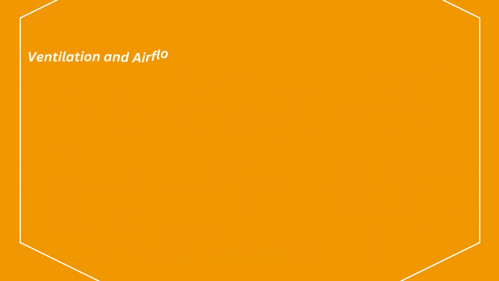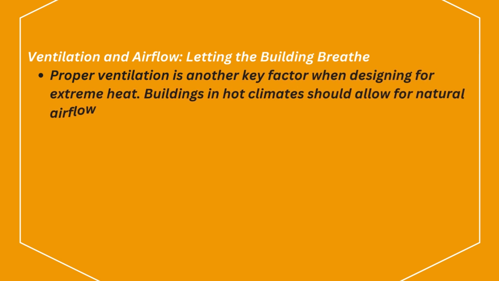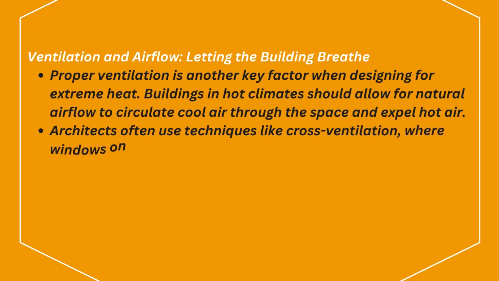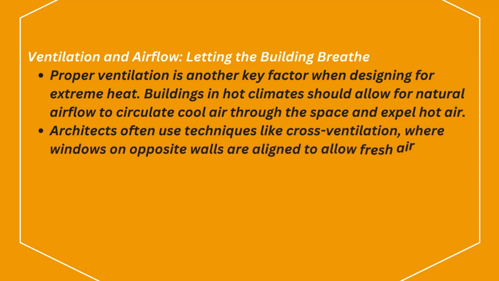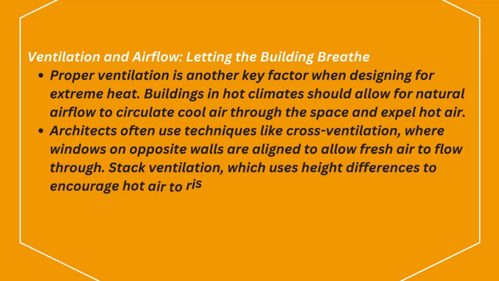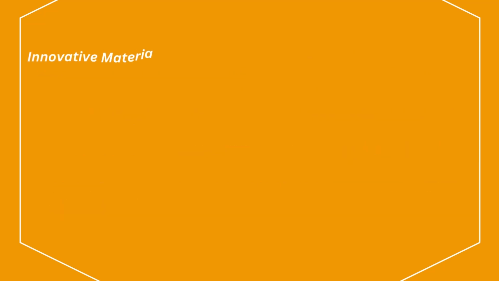Ventilation and airflow. Letting the building breathe. Proper ventilation is another key factor when designing for extreme heat. Buildings in hot climates should allow for natural airflow to circulate cool air through the space and expel hot air. Architects often use techniques like cross-ventilation, where windows on opposite walls are aligned to allow fresh air to flow through. Stack ventilation, which uses height differences to encourage hot air to rise and escape, can also be used to keep interiors cool.